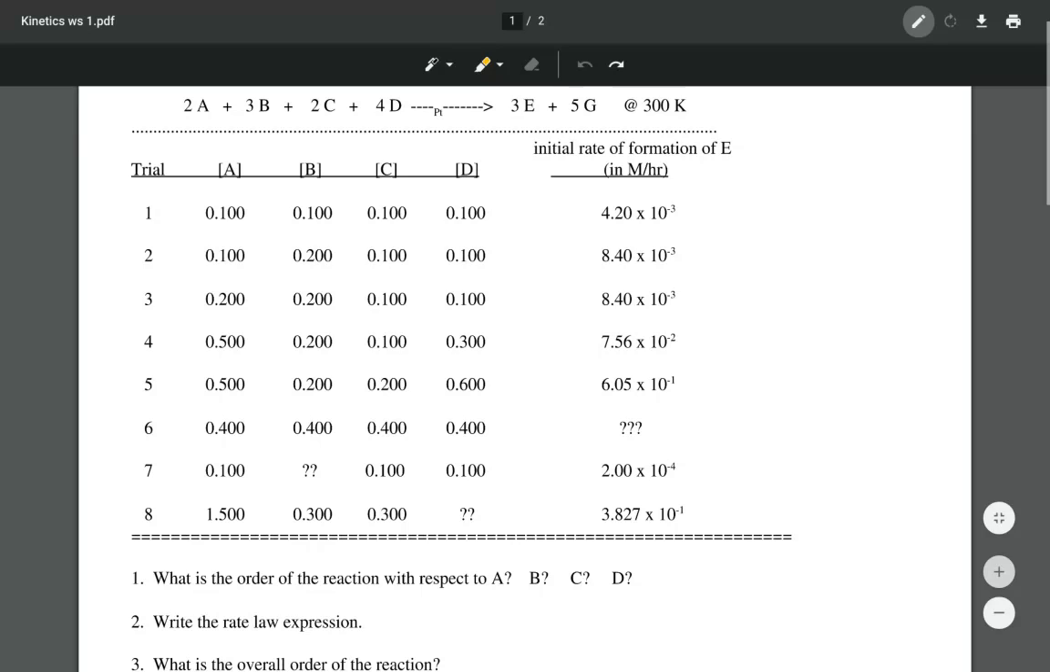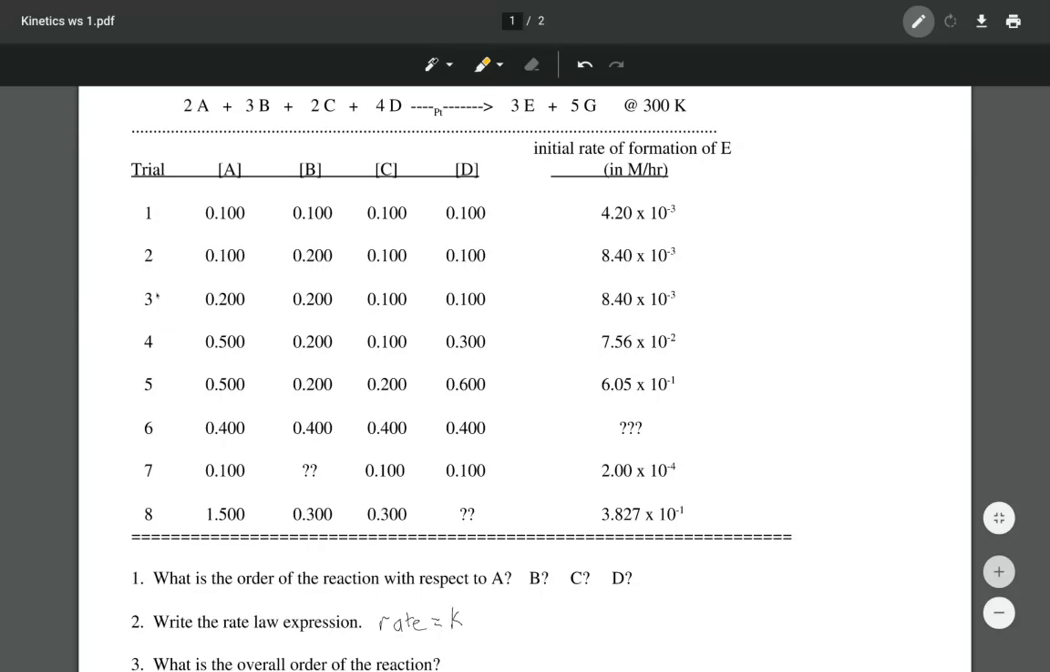So for instance, in question number 1 here, this says, what is the order of this reaction with respect to A, B, C, and D? So we're going to be writing a rate law. So our rate law expression in step 2 is going to be rate equals K times then the concentrations of each of the reactants raised to the power of their order.